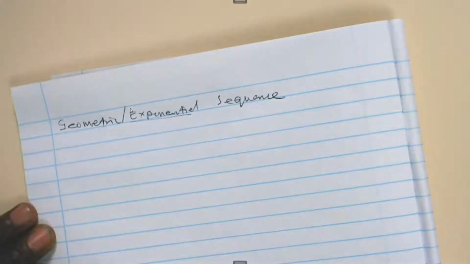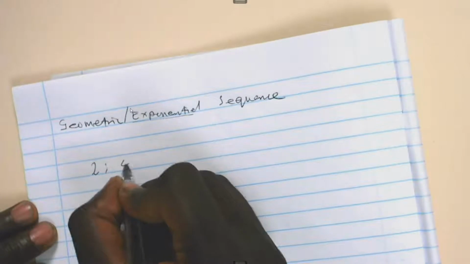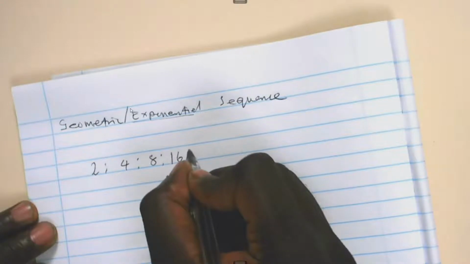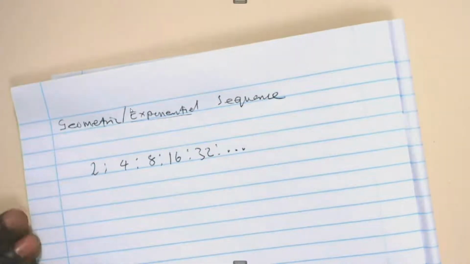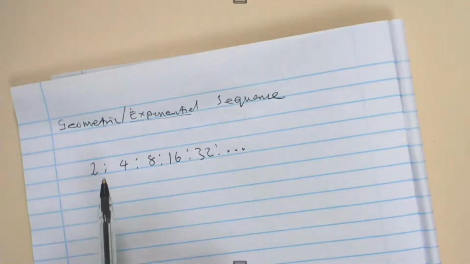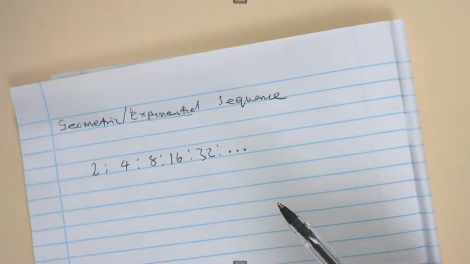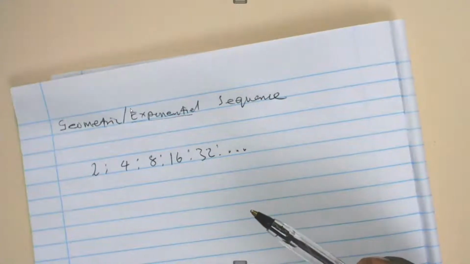Let's have this as an example for our geometric sequence, whereby we have 2, 4, 8, 16, 32, and then this sequence continues as well. The difference between our geometric sequence and arithmetic sequence is that the geometric sequence doesn't have the constant difference. But what is it that the geometric sequence has that is different compared to our arithmetic sequence?